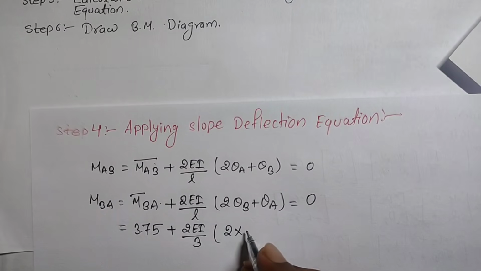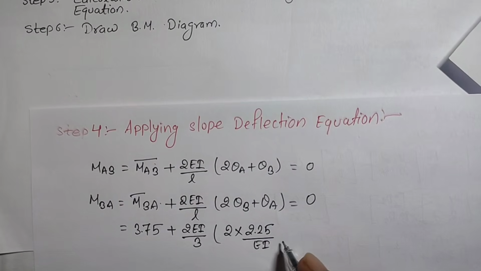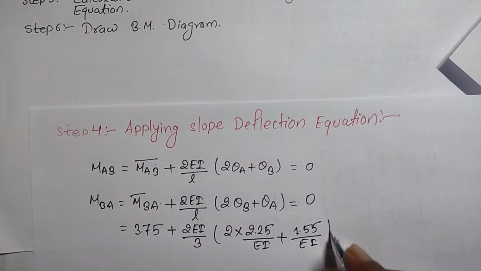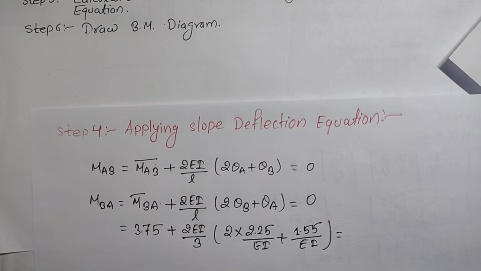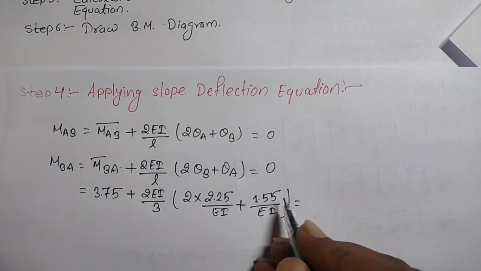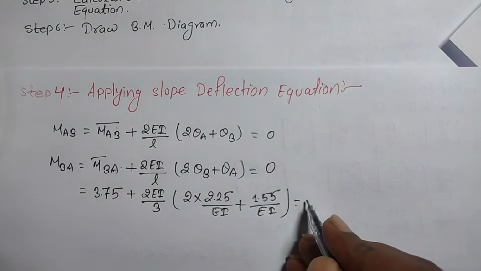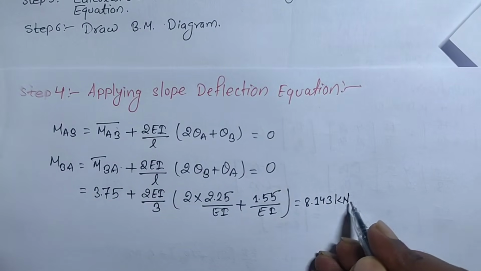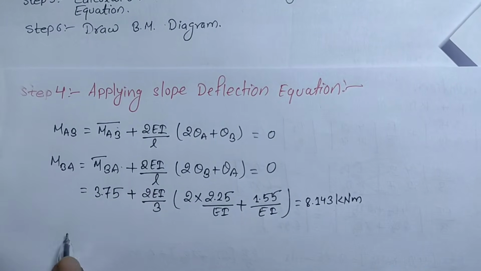Just simply put down the value, that is 2.25 by EI, plus theta A, meaning D1. We have got the value of D1 as 1.55 by EI. Just put down the value and write it. So guys, on solving this we will get the value of MBA equals 8.143 kilonewton meter. This is the final moment at point B.